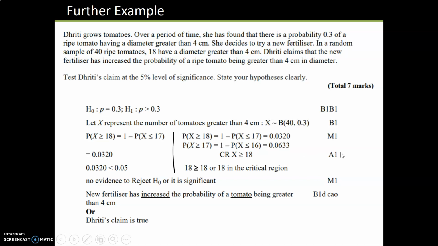That would get you there is evidence to reject H0. This is a typo. So 1 mark is for rejecting H0, and the other, it seems I would have got this wrong, is for saying the probability has increased to being greater, or indeed you could say instead her claim is true, which is probably easier.